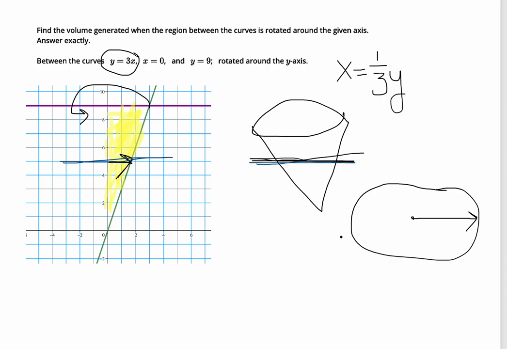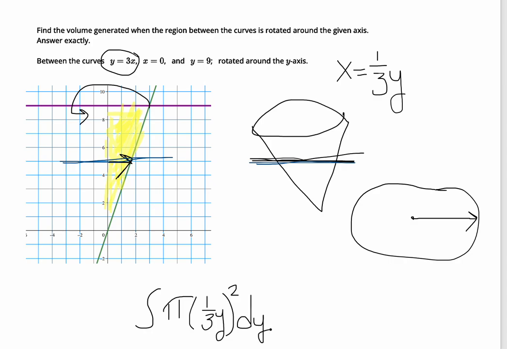So to find the area of the disc, we're going to do pi times radius squared. And then the radius is 1/3 y, and this whole thing is going to be squared. And then I have dy.